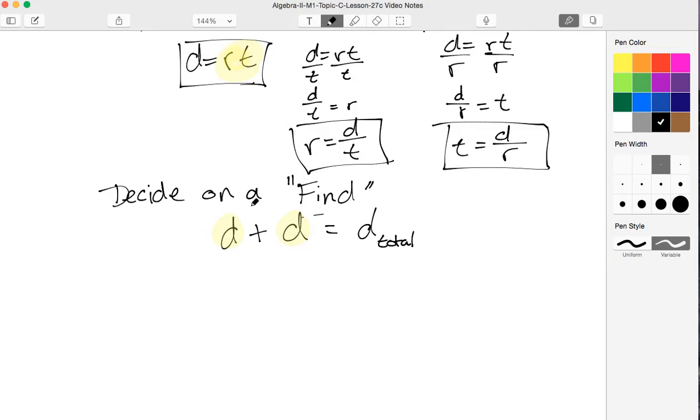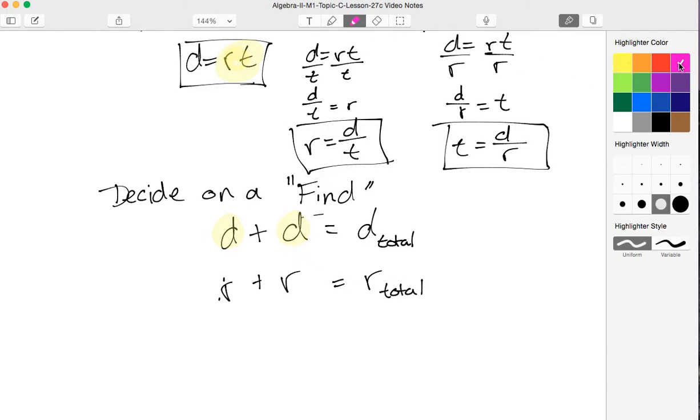Or sometimes, maybe your find was time, but they gave you the total rate or speed. So maybe they gave you the total speed, but they said there's the first rate that's happening and then the second rate that's happening, but together the speed total was this. So in this case, maybe you would use d over t and you would substitute it into here to find a total r. Maybe you had to find t.